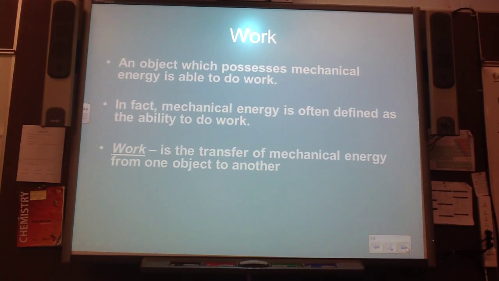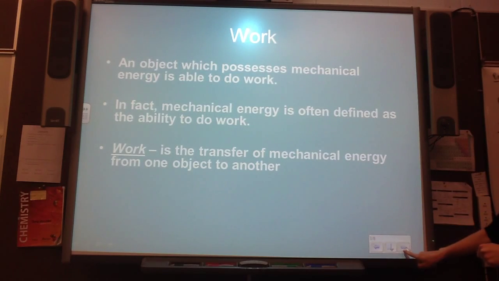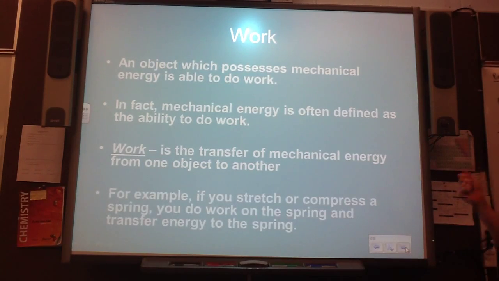So when Arvine and I moved the table, we were transferring our mechanical energy, where we're an object, into the table, and we moved the table, yeah? Another example: if you stretch or compress a spring, you do work on the spring and transfer energy, or you do work on an elastic, or you do work on anything, okay?